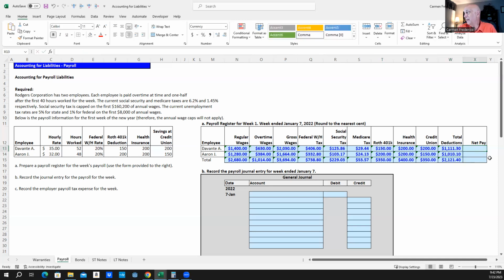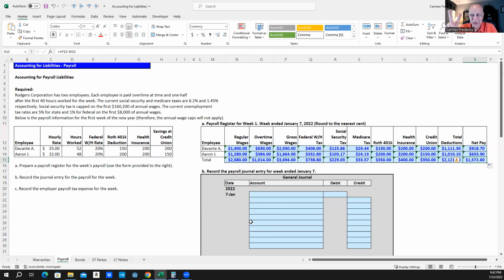Okay, and then the net pay. The net pay, or the take-home pay, is simply going to be the gross pay minus the deductions or withholdings. So Devontae goes home with $918.70, and Aaron goes home with $653.90, and the net for total take-home pay is $1,572.60. So once we have this payroll register, we're going to create the journal entries.